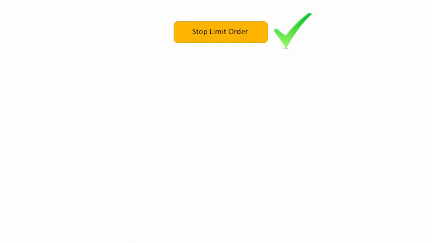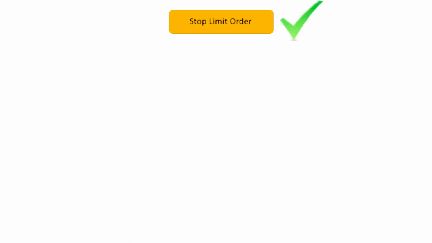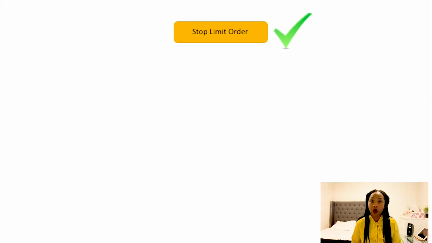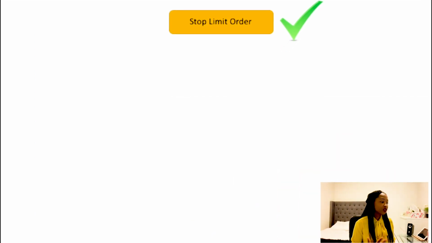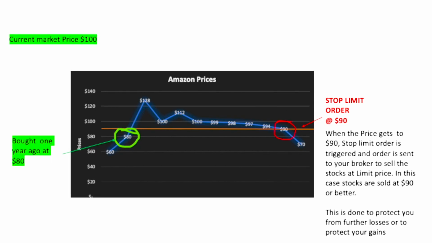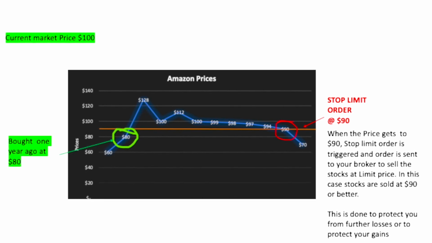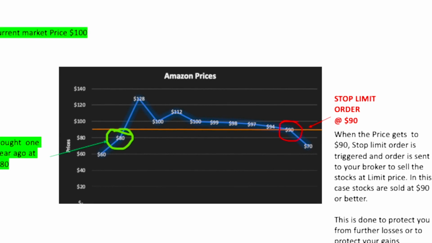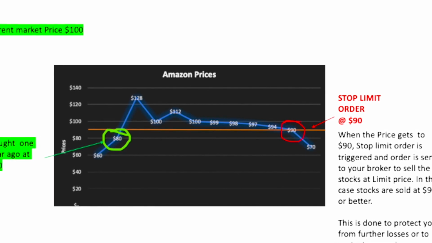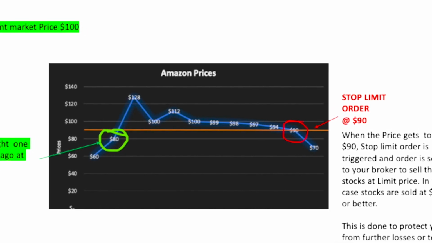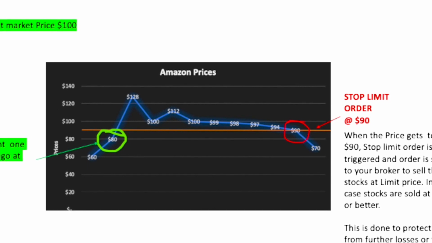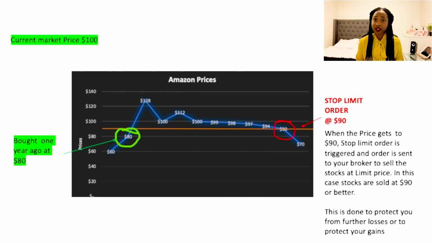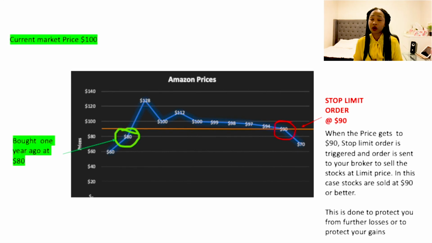And then there's a stop limit order. A stop limit order is also used to protect your gains or limit your losses. It's similar to the stop order, but instead of the order being sent as a market order, it is sent as a limit order. So what happens is, you also have shares you bought for $80 and they're about $100, and you start seeing the stock going down, and you want to protect your gains. So you say, hey, if it reaches 90, trigger the stop limit order.